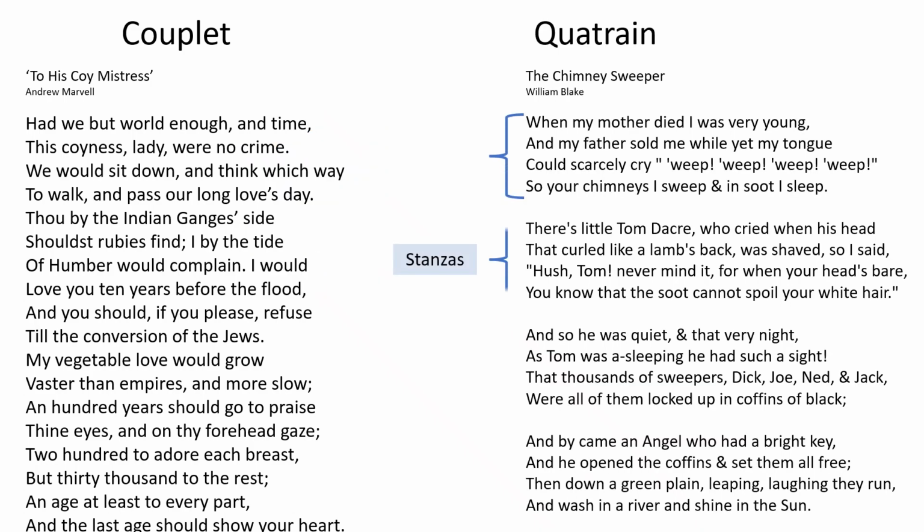Poems are typically broken up into stanzas, sort of like a paragraph in regular writing. A couplet can be written as a single stanza, even if it's long. A quatrain has 4 lines per stanza. That's the definition of quatrain.